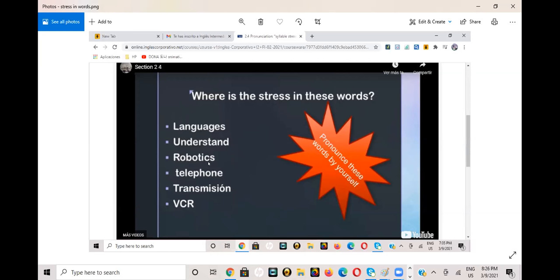Robotics. Okay, listen carefully. Robotics. Okay, so where is the stress? Where is the stress? What about telephone? Second syllable. In the second syllable, very good. What if I say telephone? Telephone. How many syllables are there?